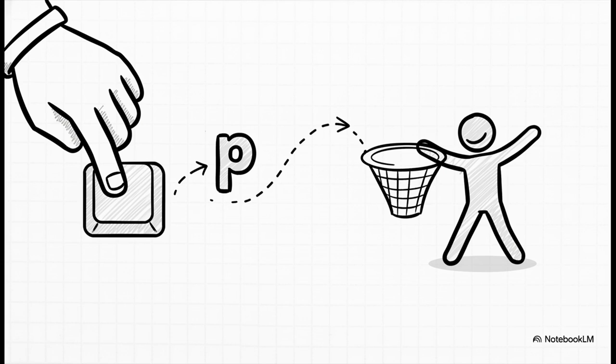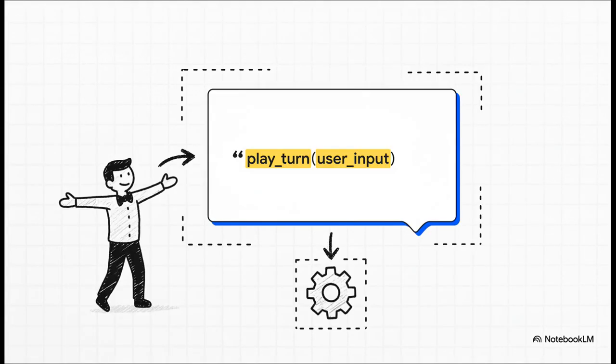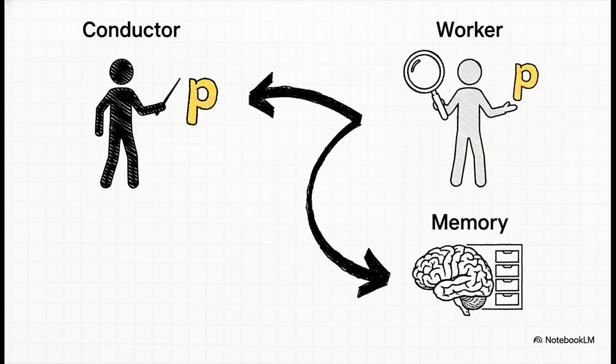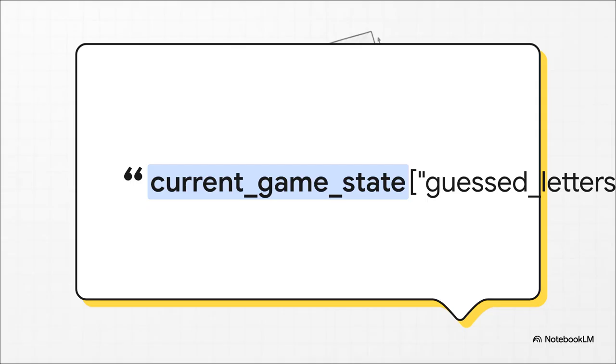The very first thing that happens is our conductor, that while loop, grabs that input. Now, the conductor is smart. It doesn't try to figure out what to do with the P itself. That's not its job. Its job is to delegate, so it immediately hands that letter over to the right specialist, the play turn worker. And here's the key part. The play turn worker gets the letter, and what does it do? It writes it directly into the guessed letters list, right there in the system's memory. And that's it. That's the whole loop right there. The conductor tells a worker what to do, and the worker updates the central memory. It's clean, it's predictable, and it works so well because every single piece knows its role.